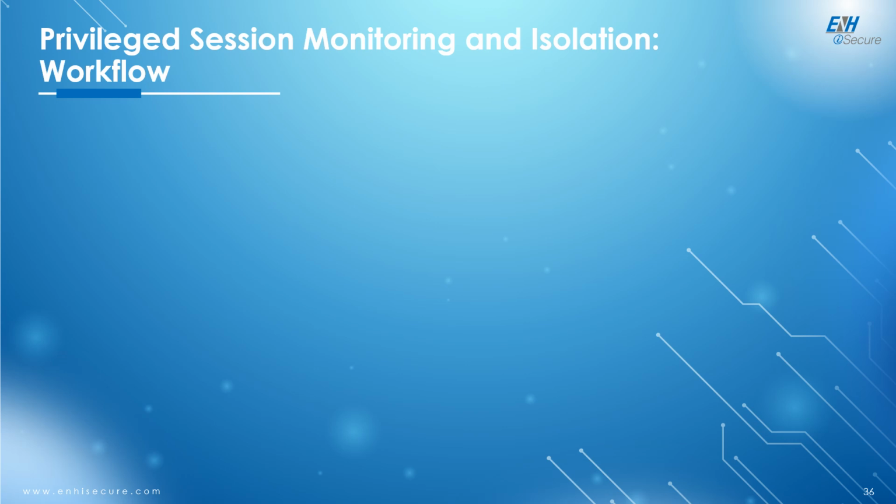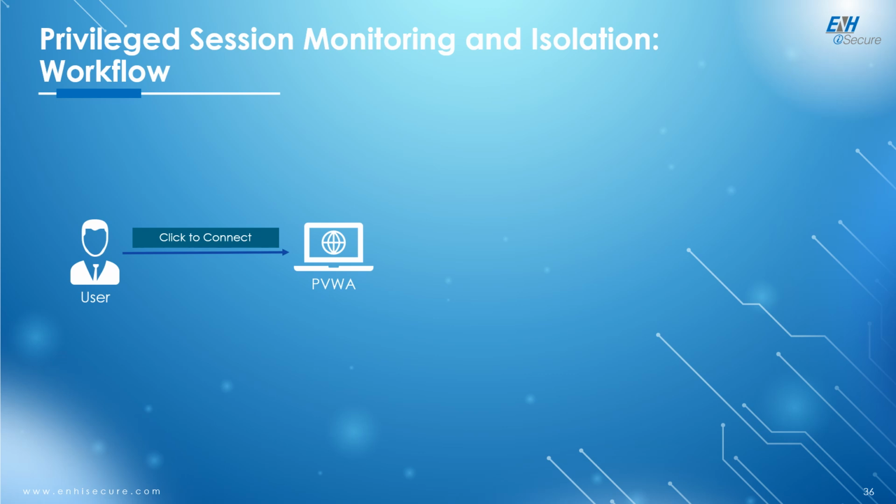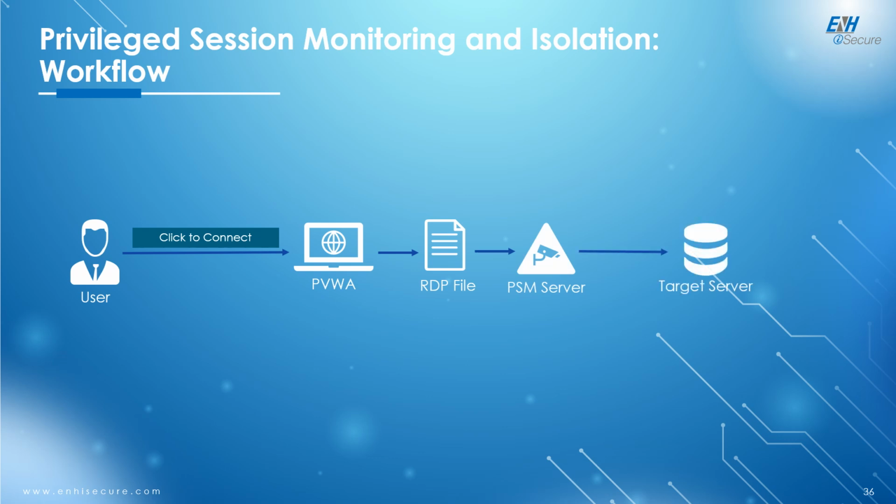Let's have a look at the workflow of how a session is monitored and isolated with PSM. First, the user logs into the PVWA and clicks connect to access a particular machine using a particular account. The PVWA sends the user an RDP file to establish a connection from his or her workstation to the PSM server. At the same time, the PSM connects to the vault and fetches the account details, username, password, machine address, etc., and uses them to launch a second connection to the target system.